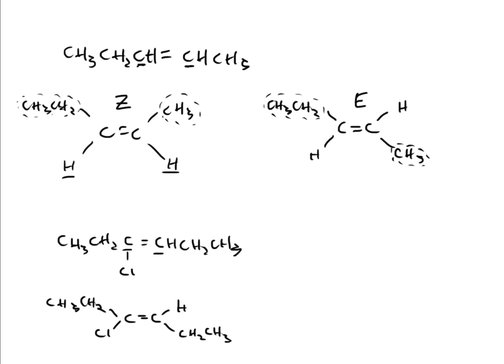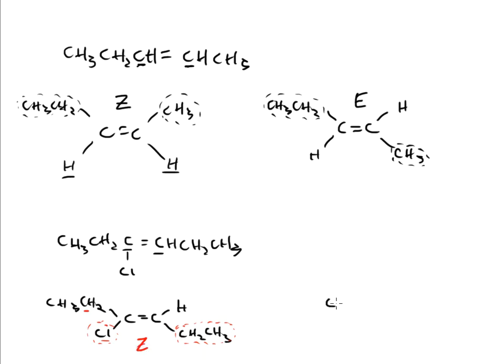Now I need to go back and take a look at the high priority groups. So here I've got a carbon that's directly attached, and here I have a chlorine that's directly attached. Out of those two choices, chlorine has the highest atomic number, so that is the highest priority group. Over here on the right-hand side, I've got a hydrogen and I've got a carbon. Carbon has a higher atomic number, that gets the high priority group. So these groups are on the same side, therefore this is the Z form of that molecule.